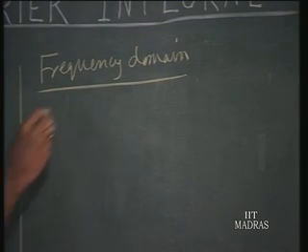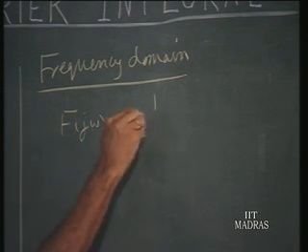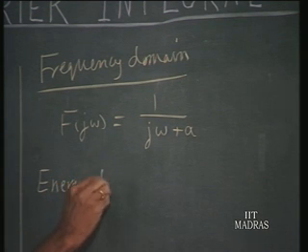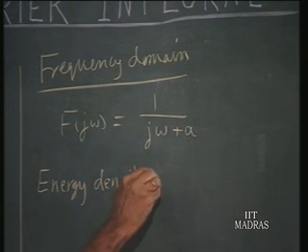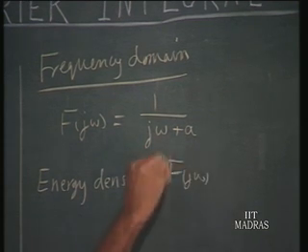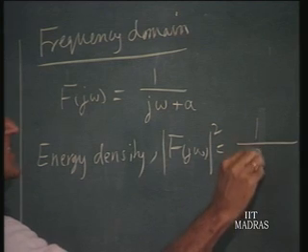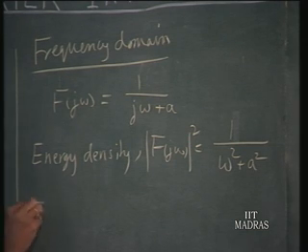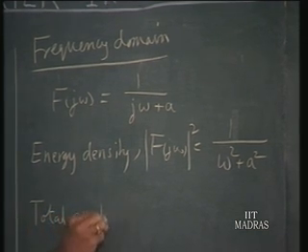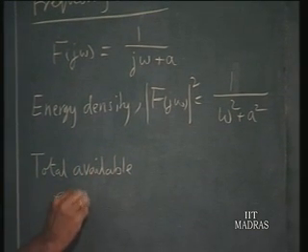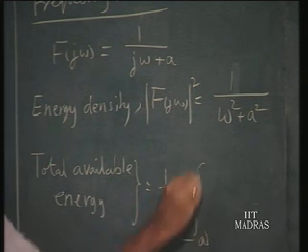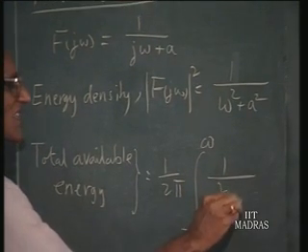F of j omega is 1 over j omega plus a. But we were talking in terms of energy, therefore energy density is f of j omega magnitude squared, which is 1 over omega squared plus a squared, so many joules per cycle per second. So the total energy available from the signal is 1 over 2 pi times the integral from minus infinity to plus infinity of 1 over omega squared plus a squared d omega.